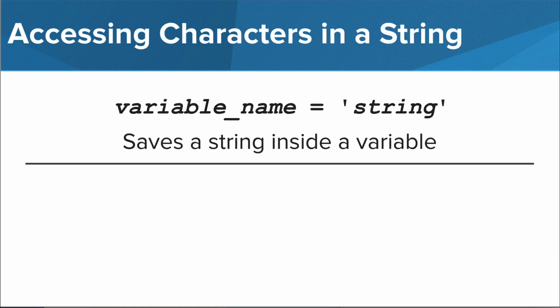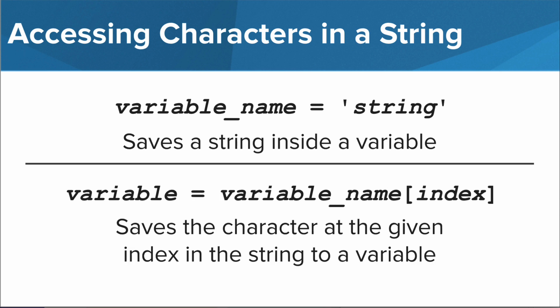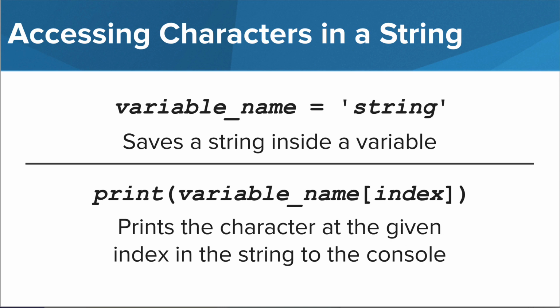We know that to create a string, we save the text inside a variable name. To access a character, we use the name of the string variable, and directly next to it in square brackets, we enter the index value of the character we want to access. We could then save this character inside a new variable, or we could print the character to the console by putting this command inside the print function.